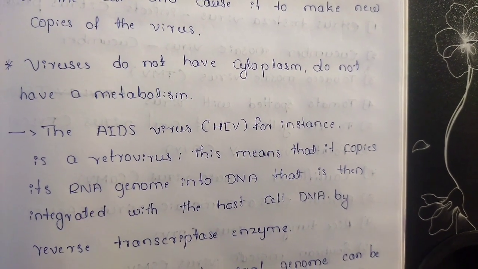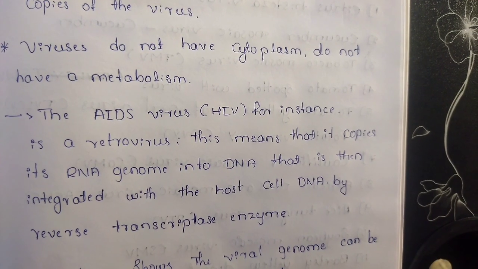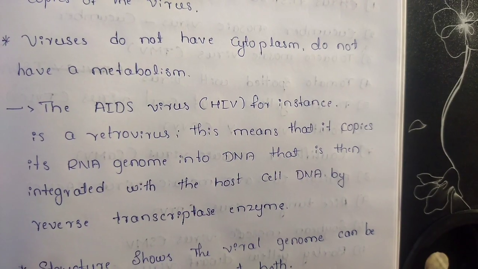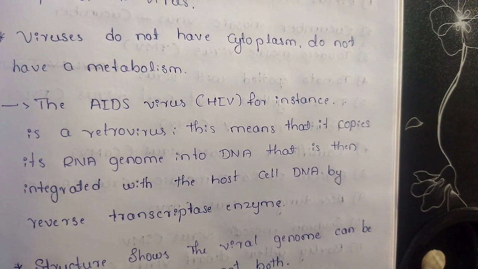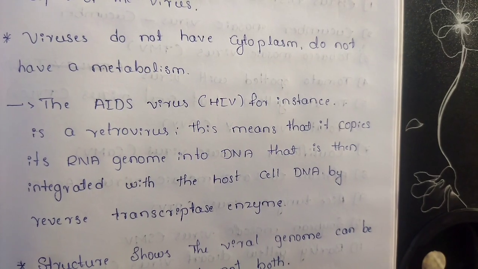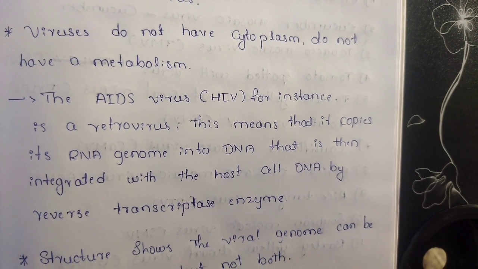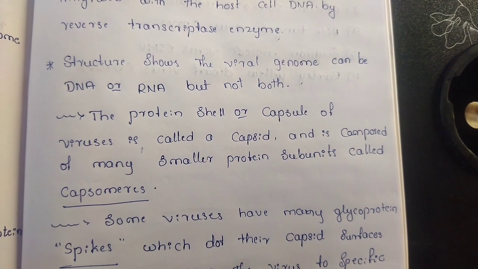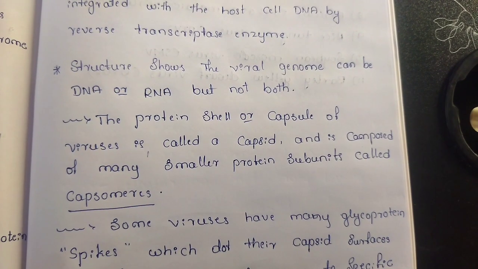The AIDS virus, HIV, for instance, is a retrovirus. This means that it copies its RNA genome into DNA, and that is then integrated with the host cell DNA by reverse transcriptase enzyme. Structure shows the viral genome can be DNA or RNA, but not both.